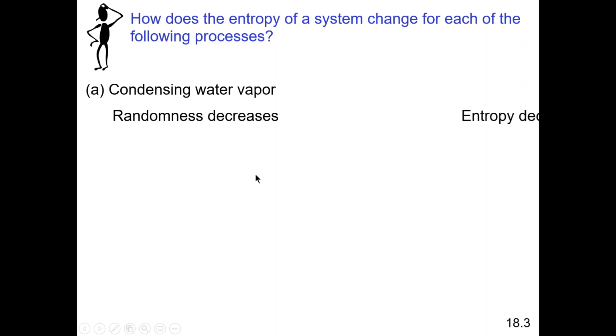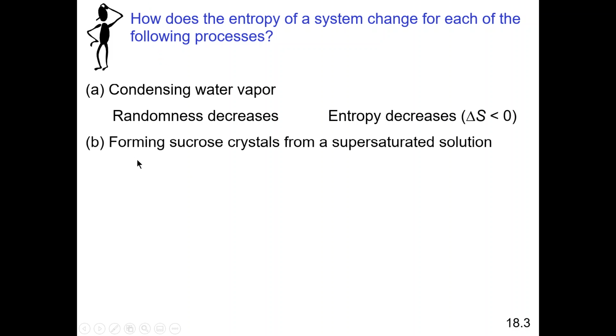Based on this, we can answer this question: how does the entropy of a system change for each of the following processes? Condensing of water vapor. Well, if you think about it, water vapor is in the gaseous state, and when it condenses, it goes to the liquid state. So therefore, you're going from a more disordered system to a less disordered system. So in that case, delta S would be negative, because entropy decreases as you go from the gaseous state to the liquid state.